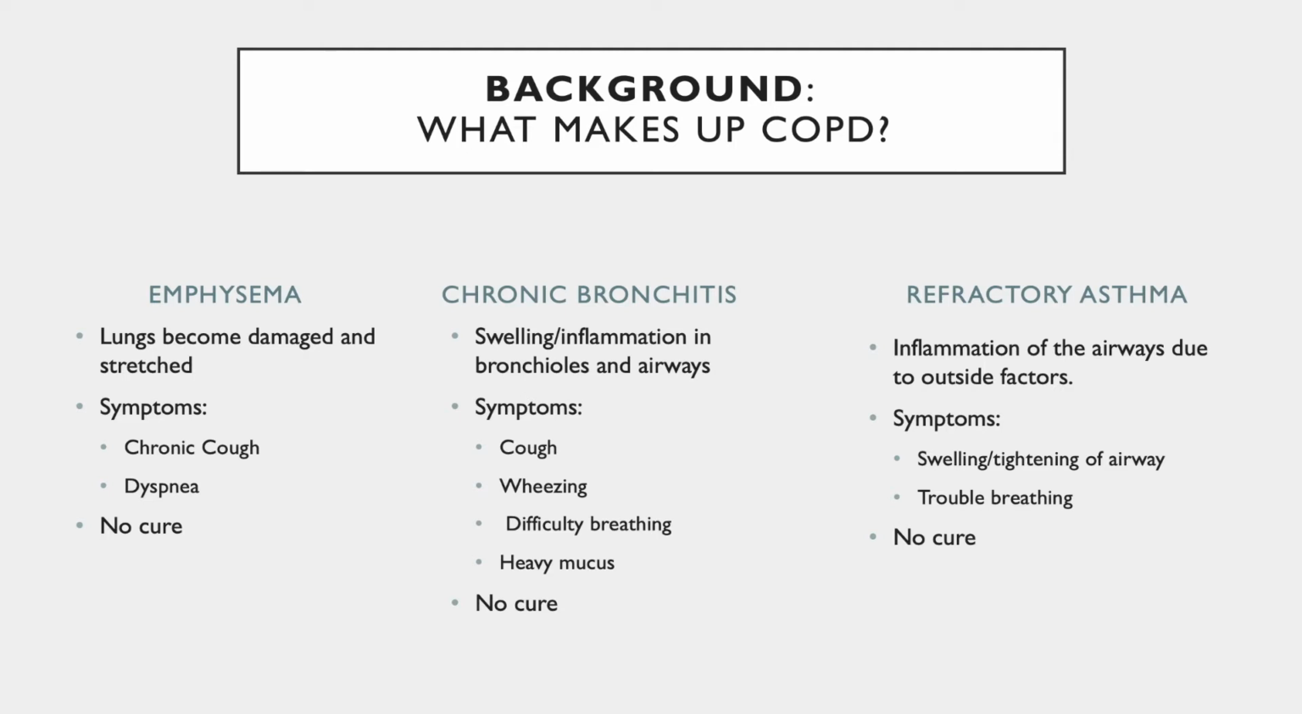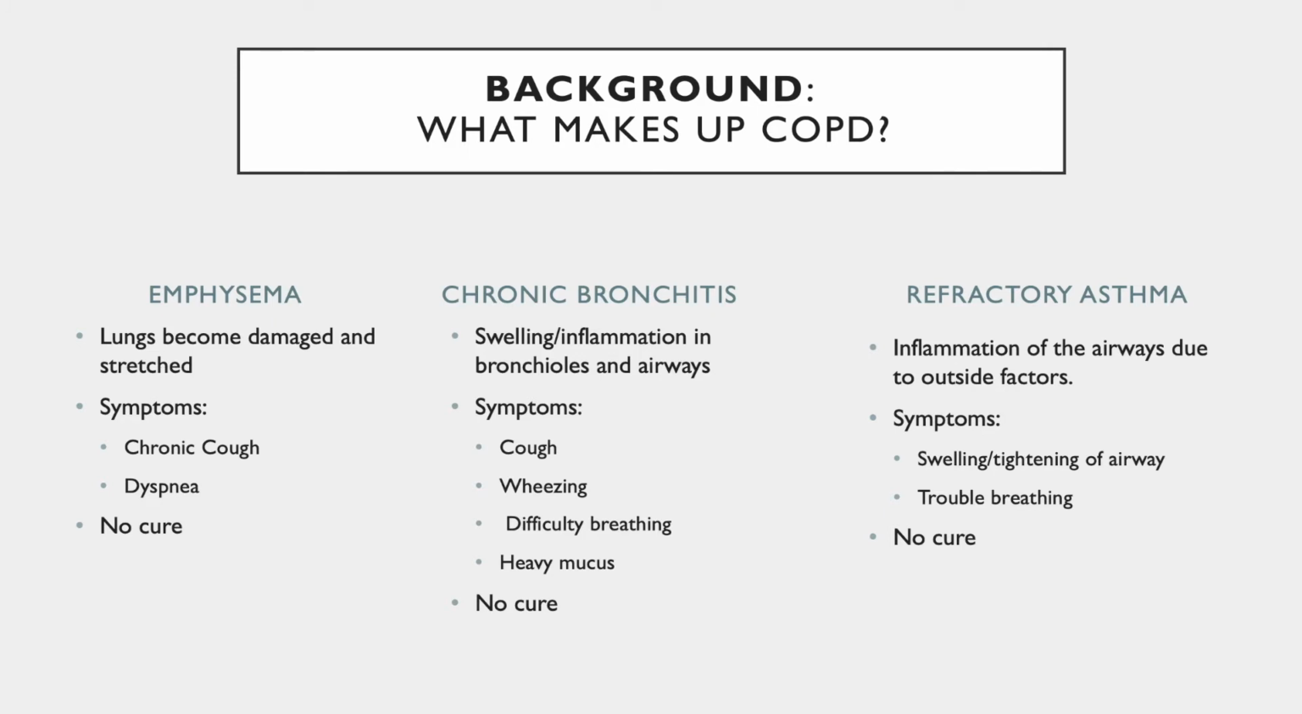So, what makes up COPD? Again, like I said earlier, emphysema, which is the lung tissue destruction of the alveoli. The lungs become damaged and stretched. Symptoms include chronic cough, dyspnea, and there is no cure. And the second pillar of COPD is chronic bronchitis. That is going to be swelling and inflammation in the bronchioles and airways. Symptoms include cough, wheezing, difficulty breathing, and heavy mucus production. Again, no cure for this either.